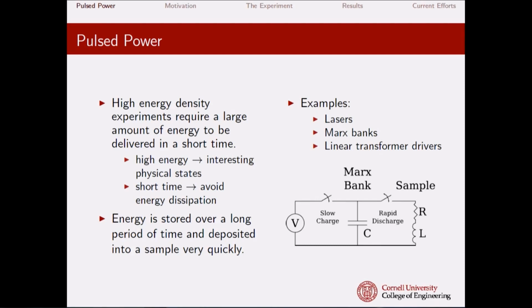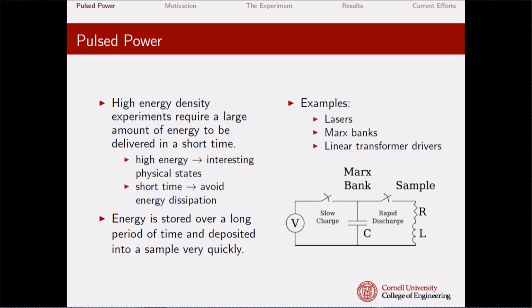Some examples would be lasers that charge up capacitor banks to fire their flash lamps and then get photons out. We use Marx banks, so we'll charge up our capacitor and then discharge electrical currents into our samples. And linear transformer drivers are also a sort of newer technology that's coming around now.